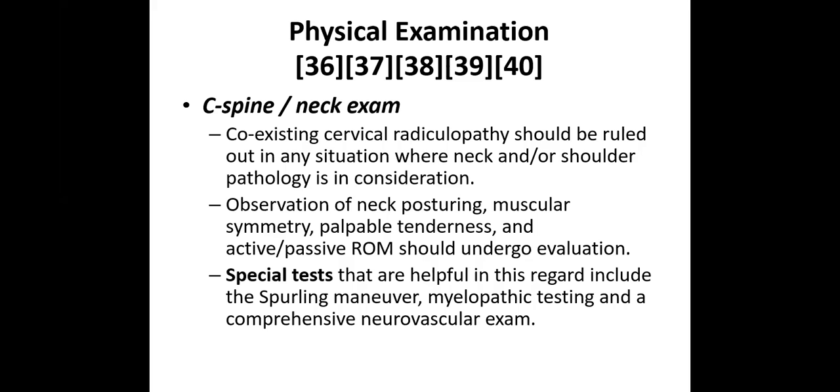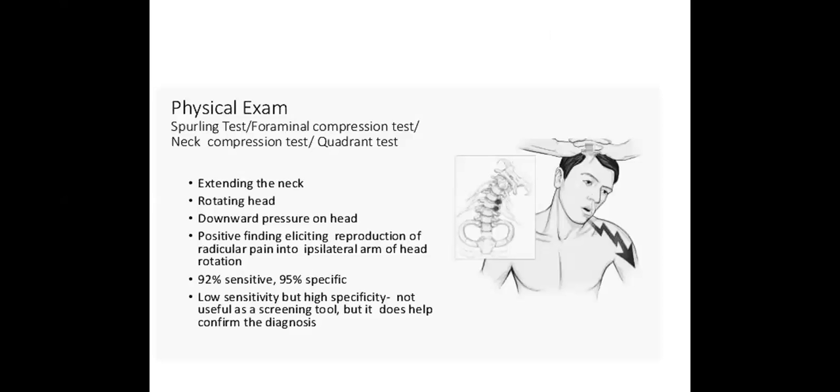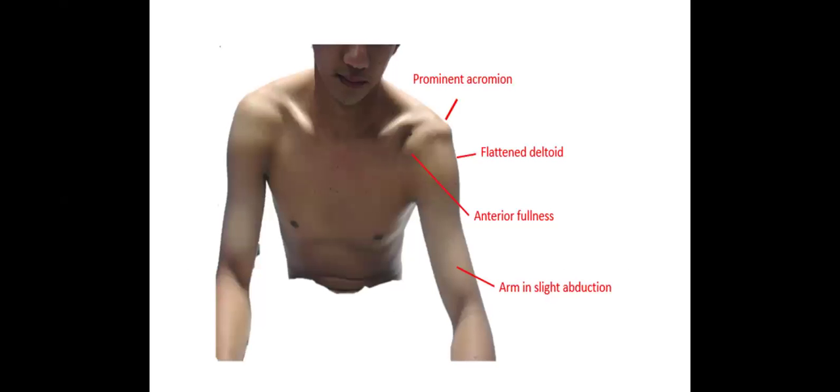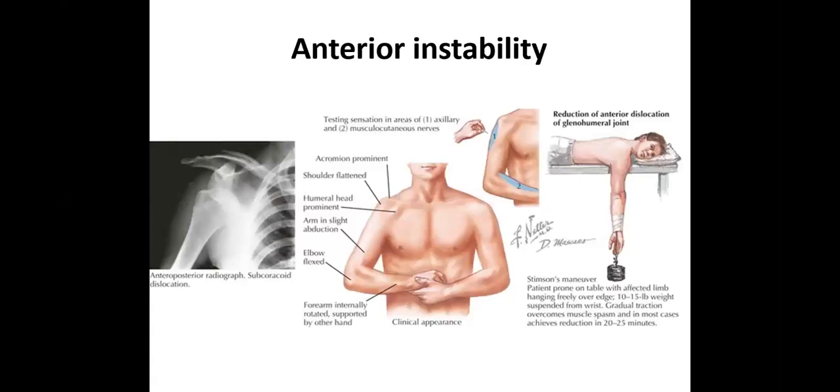If there is any problem regarding radiculopathy, the Spurling maneuver can be used to exclude it. Shoulder exam: these were some tests with which we can exclude other shoulder pathologies. These are the signs and symptoms usually present in case of anterior shoulder dislocation.